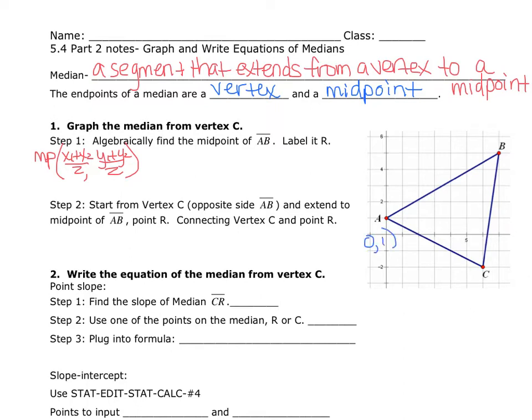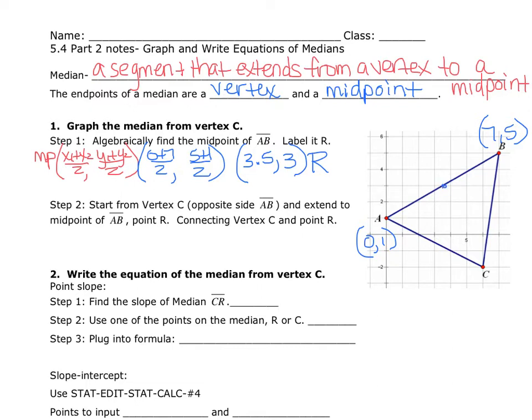A is at 0, 1. And B is at 5, 6, 7. 1, 2, 3, 4, 5. So 7, 5. All right, so let's add those x's together and divide by 2. Add the y's and divide by 2. So 7 divided by 2 is 3.5. 6 divided by 2 is 3. So that's our midpoint right there. We're going to label it R. So we're going to go over 3.5 and up 3. And there is our midpoint R.